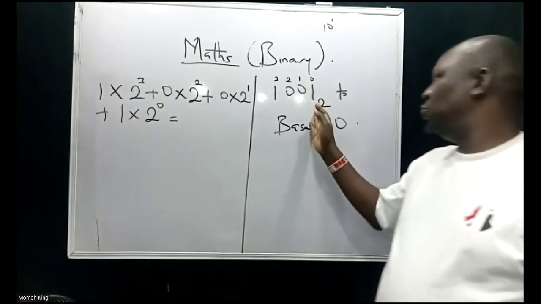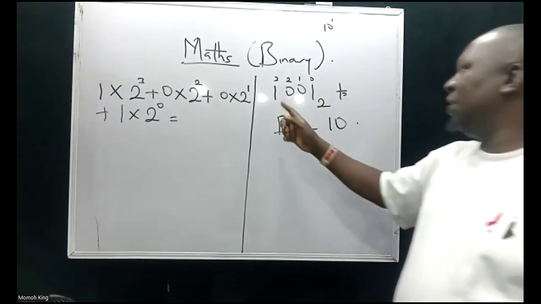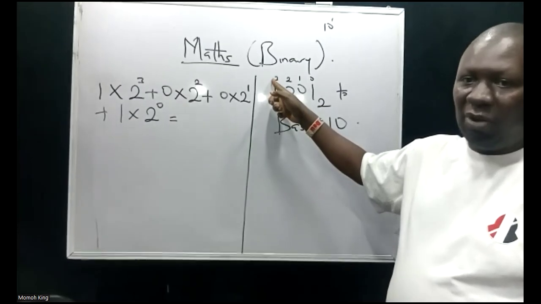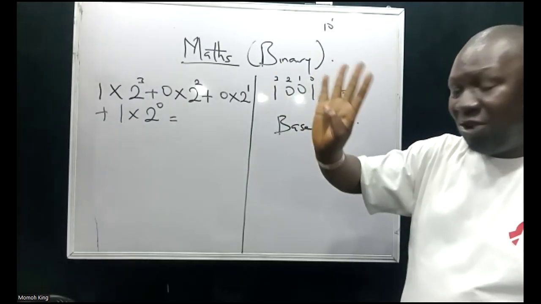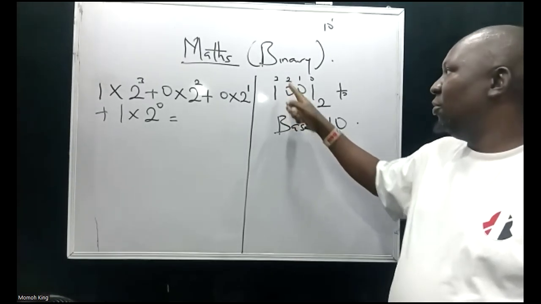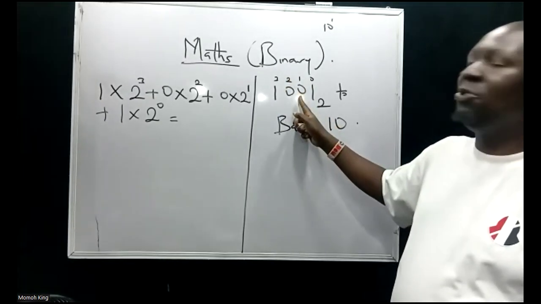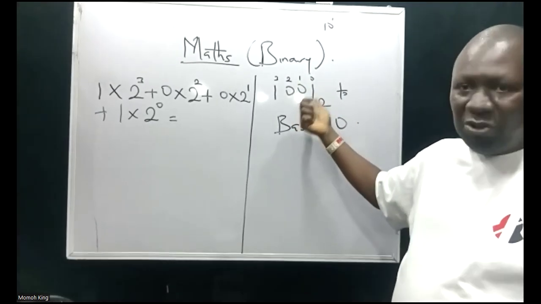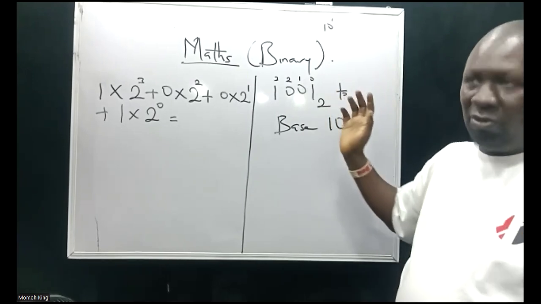To convert base 2 to base 10, you first look at the position of the 1. The position of the 1 here is what? It's in the thousands. And 1,000, how many zeros? That's 3 zeros. This one is in the position of hundreds, which has 2 zeros. This one is the position of tens, which has 1 zero. And this one is the position of units, which doesn't have any zero.